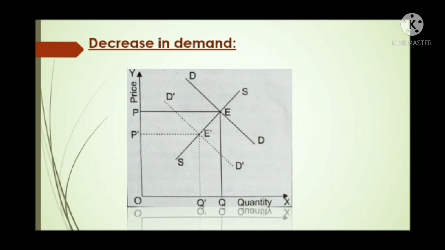Suppose due to decrease in demand, the original demand curve DD shifts to the new demand curve D1D1. So in this diagram, D1D1 intersects the given supply curve SS at point E1, where the new equilibrium price OP1 and the new equilibrium quantity OQ1 are determined. Here, OP1 is smaller than OP and OQ1 is smaller than OQ.